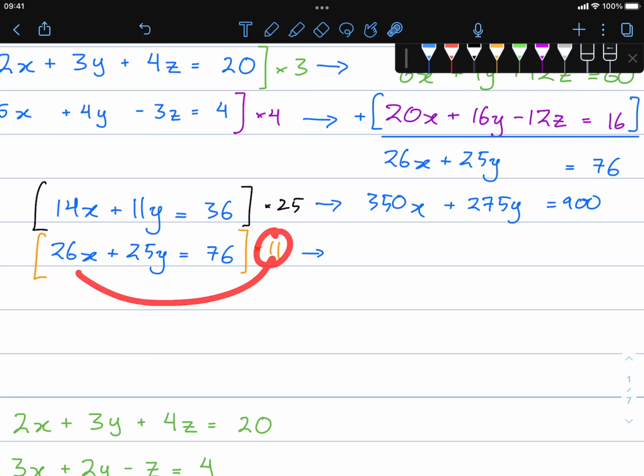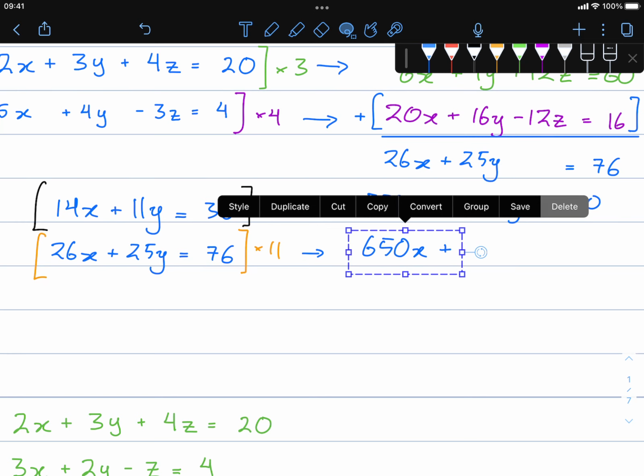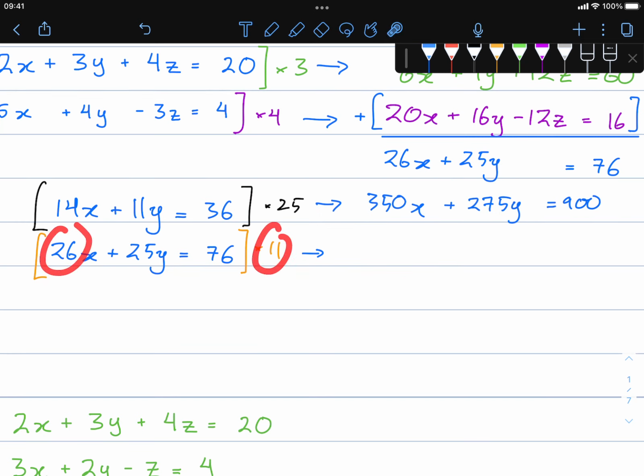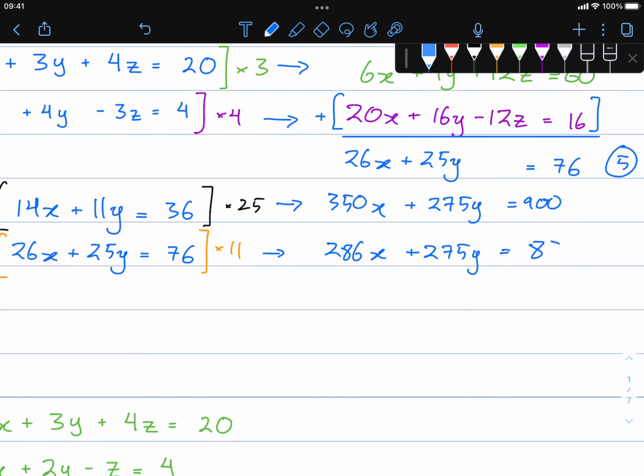So remember, we're multiplying it out like this. So 25 by 26, 650x plus, oh sorry, I did the wrong multiplication, sorry. 26 times 11, 286. 25 times 11, it's 275 again. Oh, of course, it has to be the same. 76 times 11 is 836.